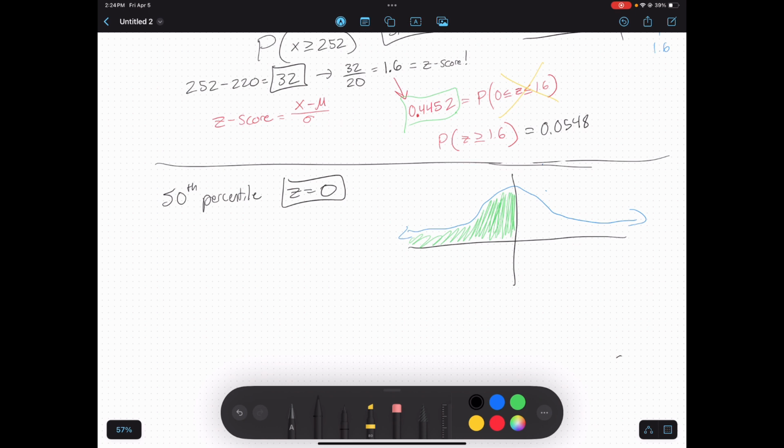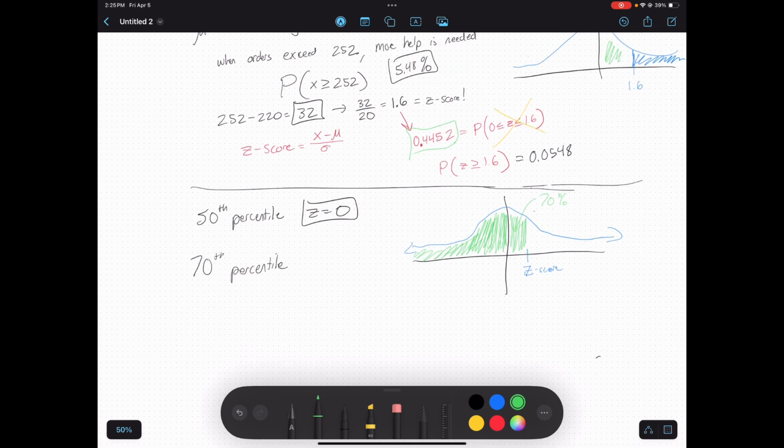But what if I wanted to ask you something not quite as simple? Take the 70th percentile. What z-score corresponds to the 70th percentile? Well, that means I want to keep going until I hit 70% of my data. Sorry, I shouldn't put that down there because that makes it seem like a z-score. I'm solving for what that z-score is. What is this z-score, so that this area is 70%?